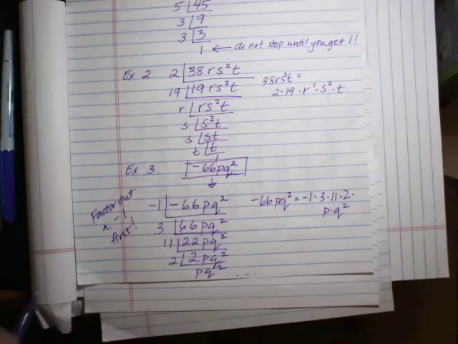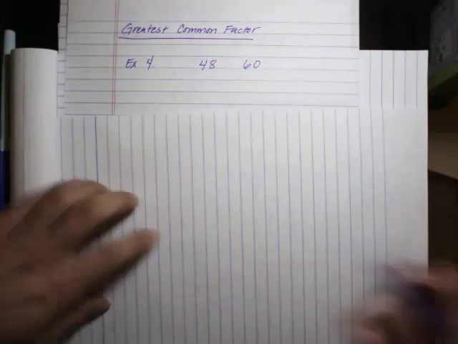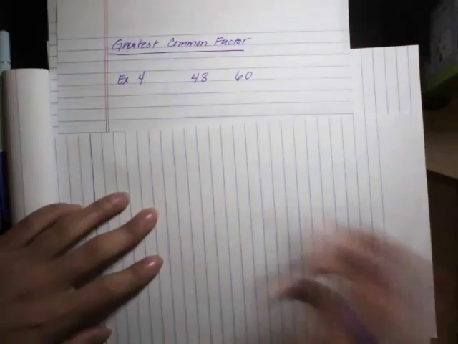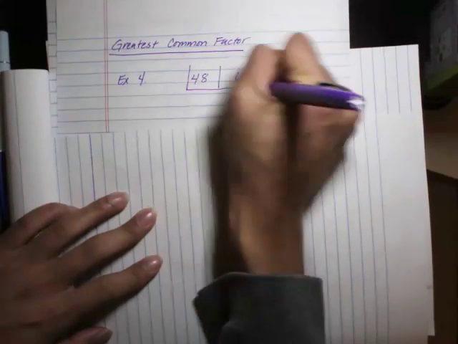The other part of this section is dealing with something called GCF, or greatest common factor. For example 4, we're going to take a look at these two numbers and find the greatest common factor. The neat thing is we can use the same idea of a factor ladder to help us find this greatest common factor. We're going to make a double ladder.